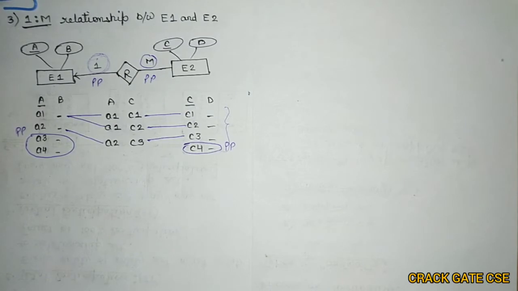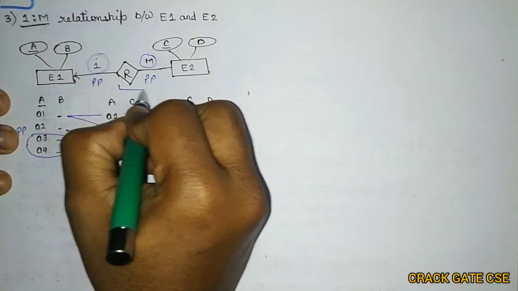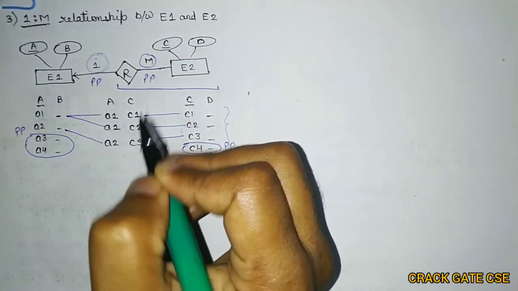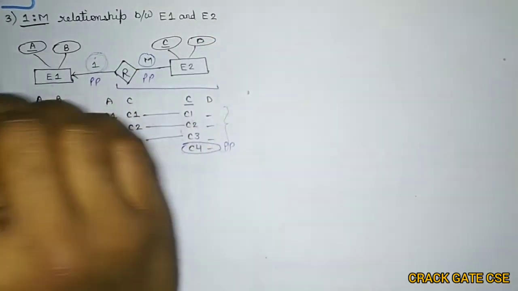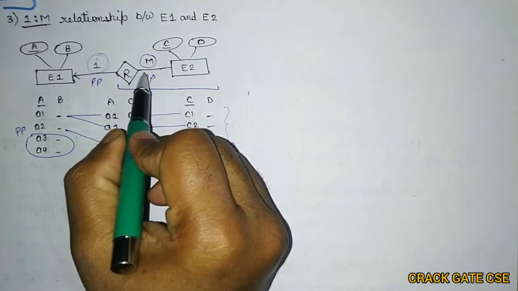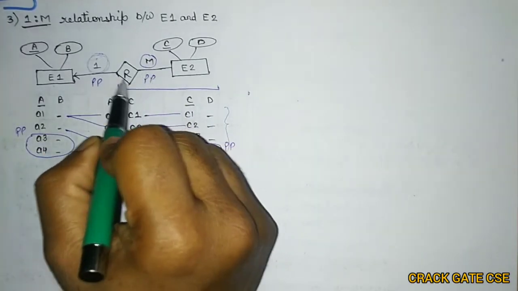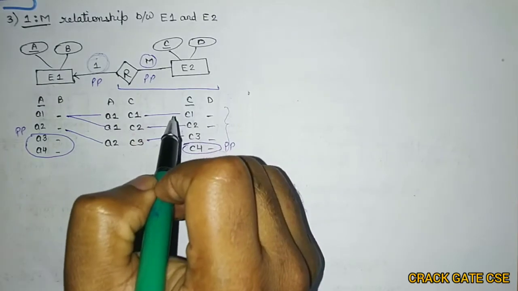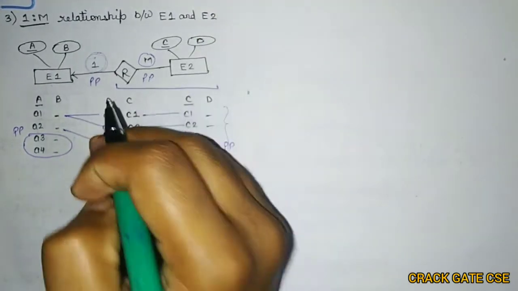Now we have to find out whether it is possible to minimize the number of tables in a one to many relationship with partial participation. So yes, it is possible to minimize the number of tables in a one to many relationship, but the condition is that you have to minimize it on the many side. So we have to merge the tables of the many side. This is the many side, I have M over here. So this R table and this E2 table can be merged with each other.